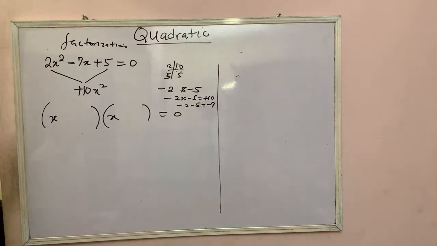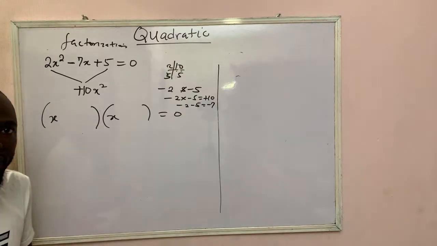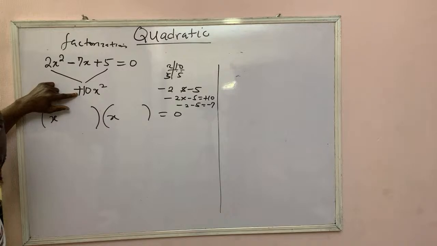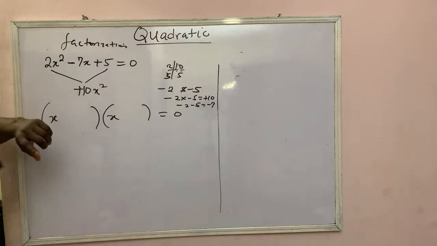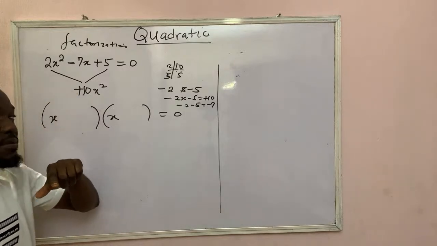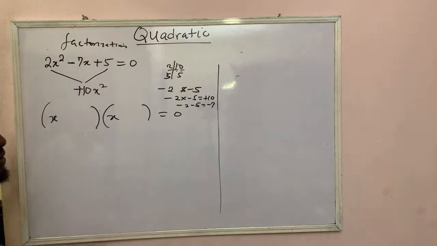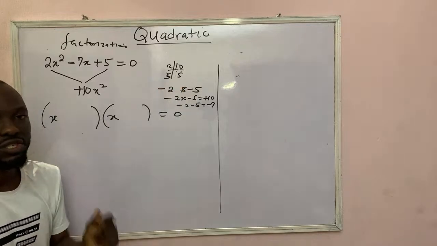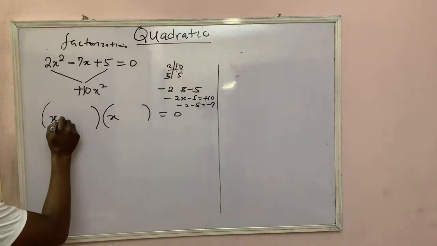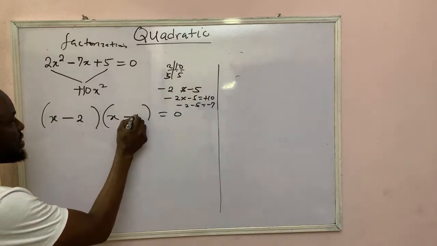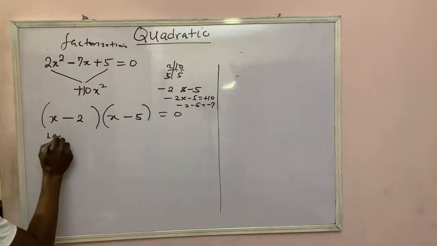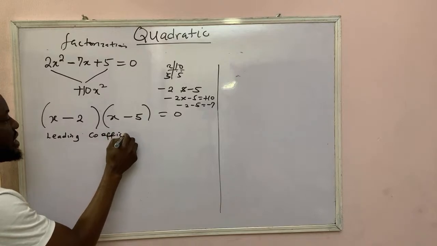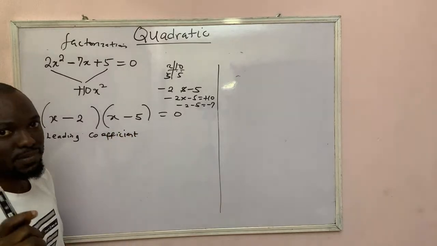So always remember, you look for two factors such that when multiplied, they give a positive 10, and when you add those same factors, you get a negative 7. So my factors are minus 2 and minus 5. So I'm going to put in minus 2 and minus 5. Now my leading coefficient, remember, the leading coefficient is the one that has the highest power of x.